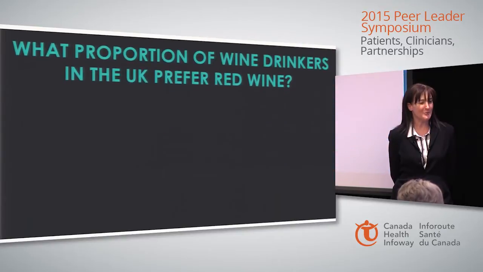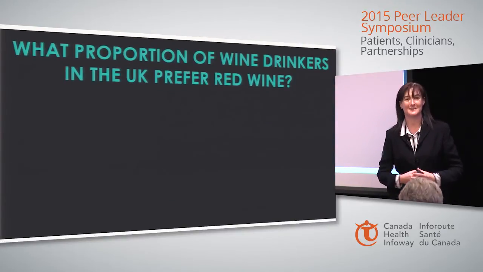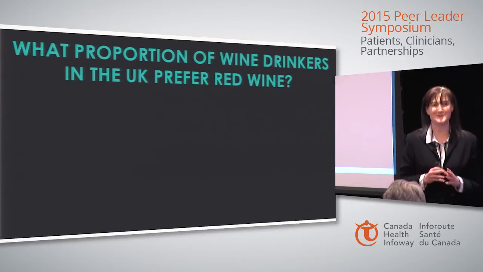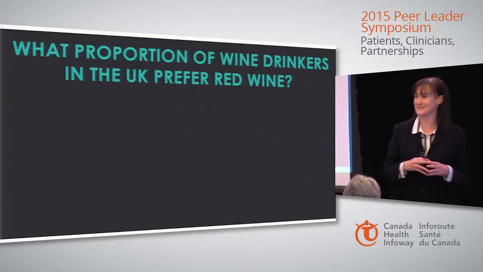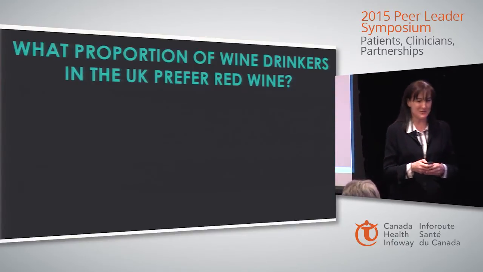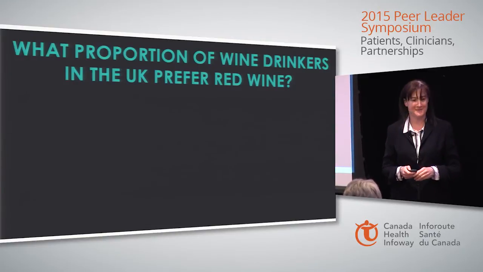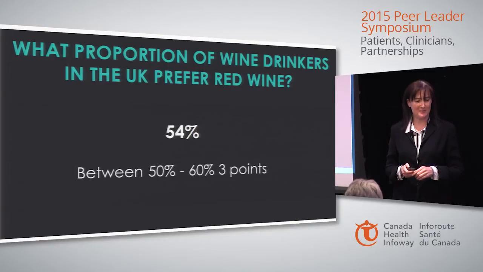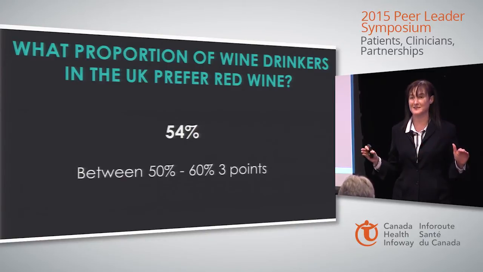Okay, so last one. Now this one's really interesting. It was my favorite question. You'll see why in a minute. What proportion of wine drinkers in the UK prefer red wine? 54%. If anyone said between 50 and 60, you're getting 3 points.